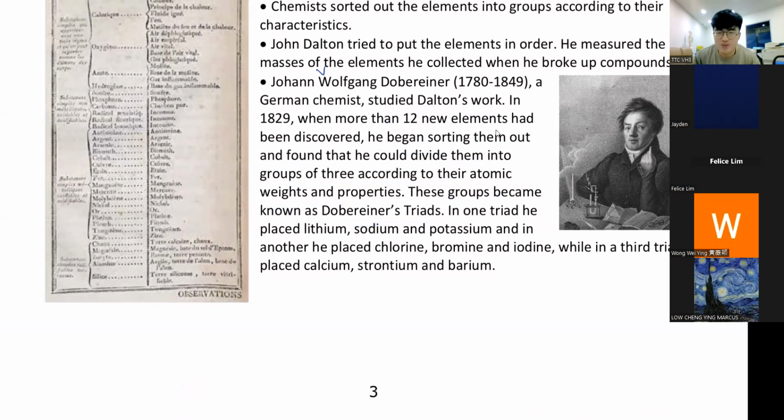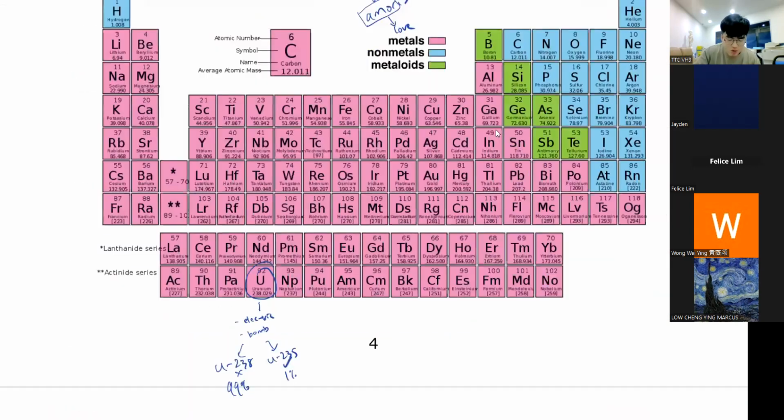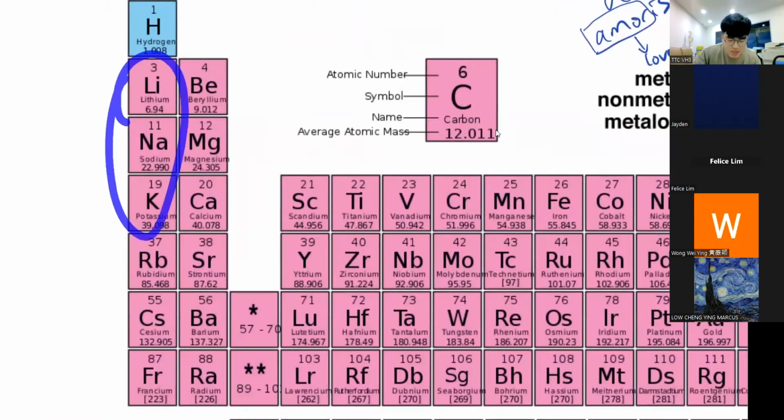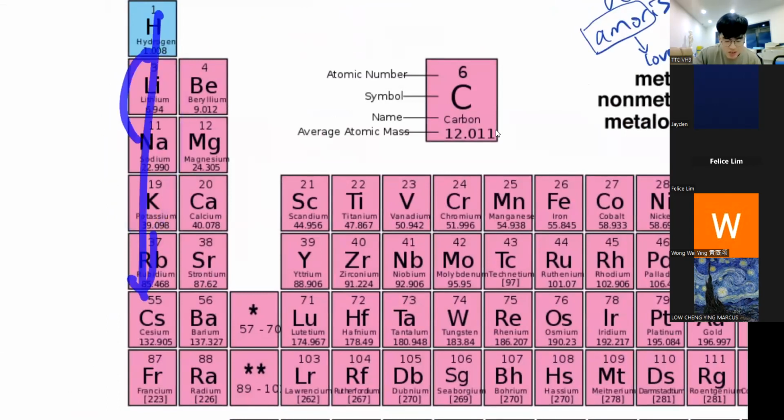Why do they call them triads? Because they behave the same way. So in one triad, he placed lithium, sodium, and potassium. He's actually correct. Guys, have you learned about group 1? These atoms belong to the same group. So Dobereiner was actually correct. These elements are freaking crazy.